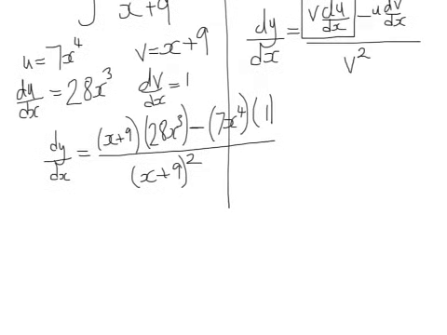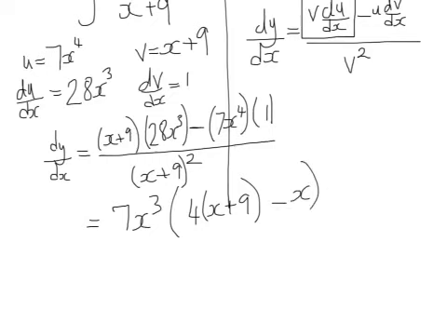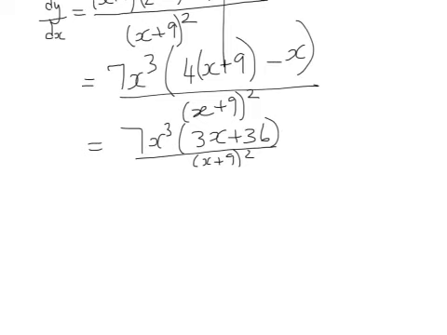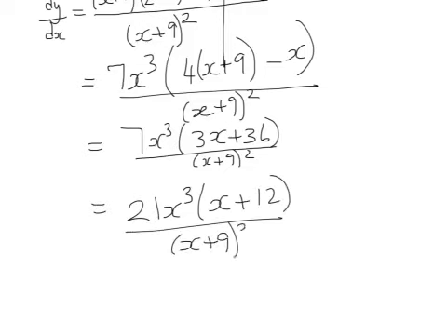Okay, if I just tidy that up a bit, I'm going to get 7x cubed times (4x plus 9) minus x all over (x plus 9) squared, which is going to be 7x cubed multiplied by (3x plus 36) all over (x plus 9) squared. And if you have a look inside the brackets, they've got a common factor of 3, which I should really take out. So I've got 21x cubed (x plus 12) all over (x plus 9) squared.